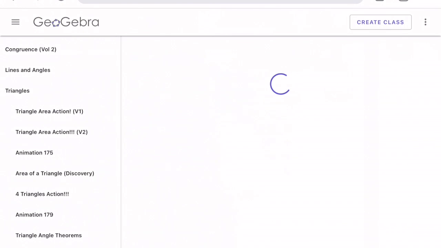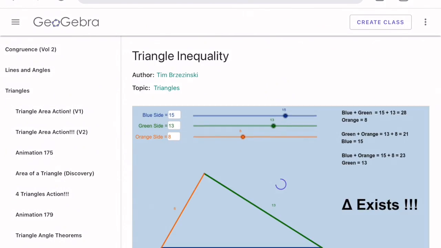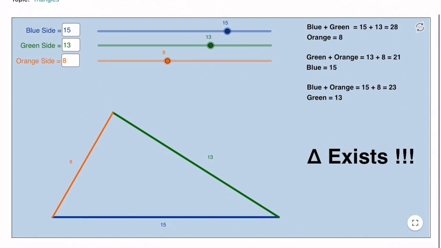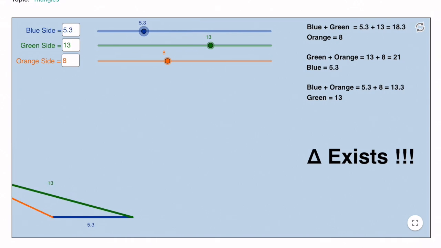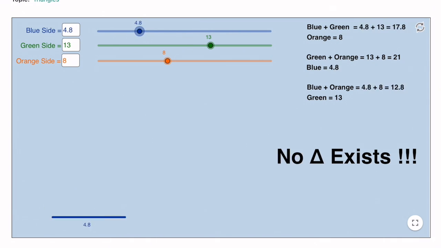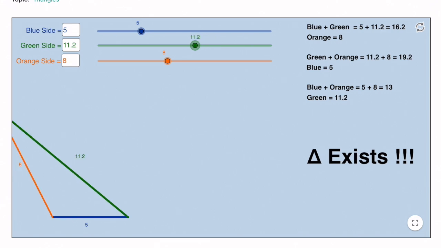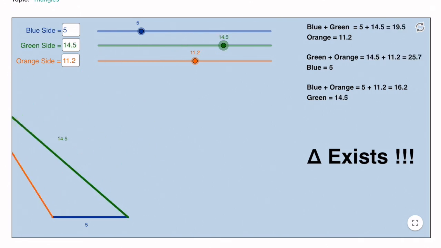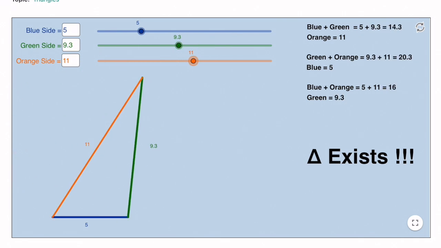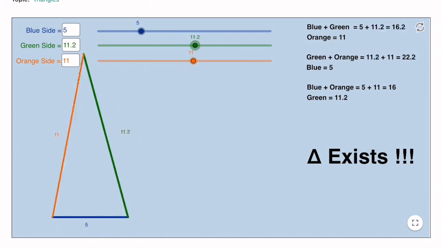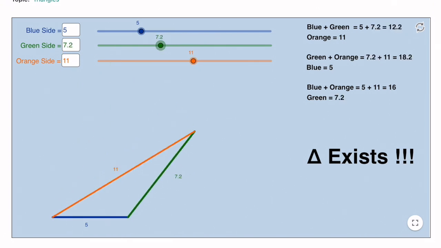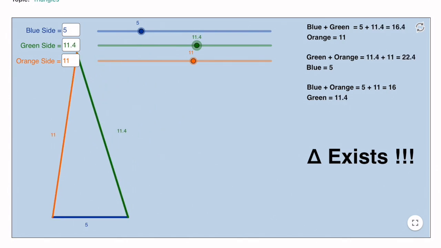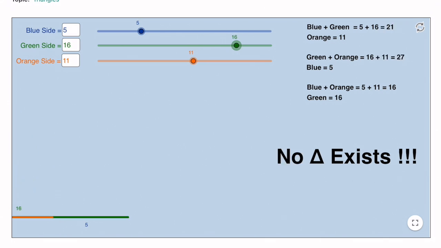5 and 11. So here's a triangle. Let's make one side 5, and let's make the orange one 11. Does this work? Yeah, it kind of works. So we have 5 and 11, and we're going to play around with the third side. It will always form a triangle until, it's kind of a weird image there.